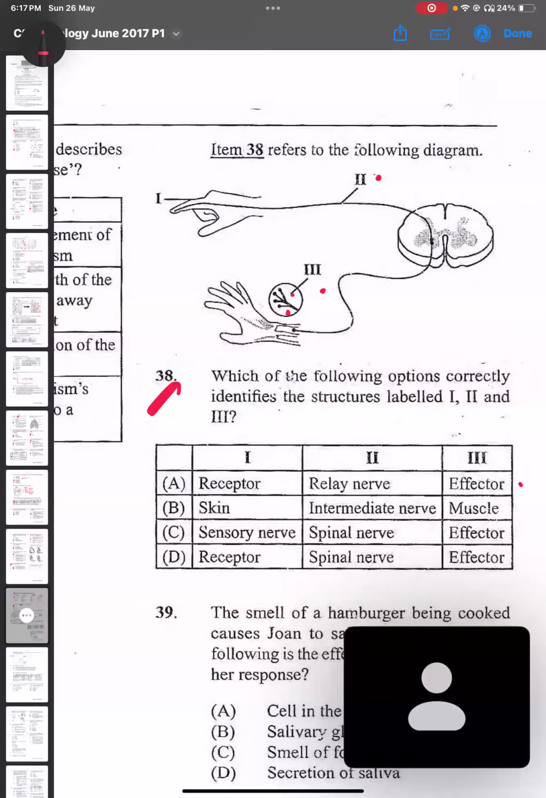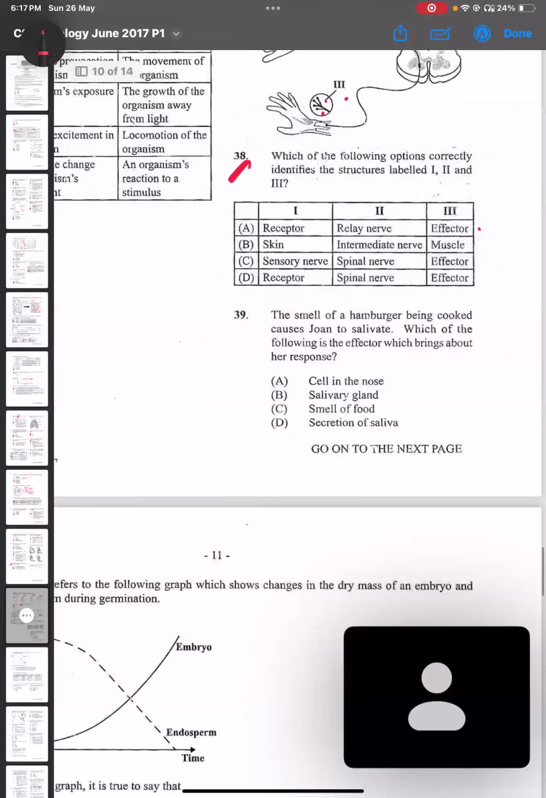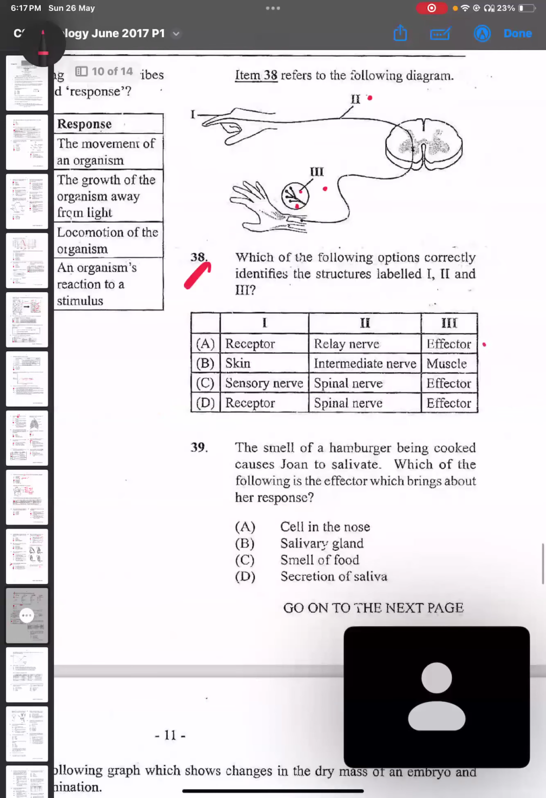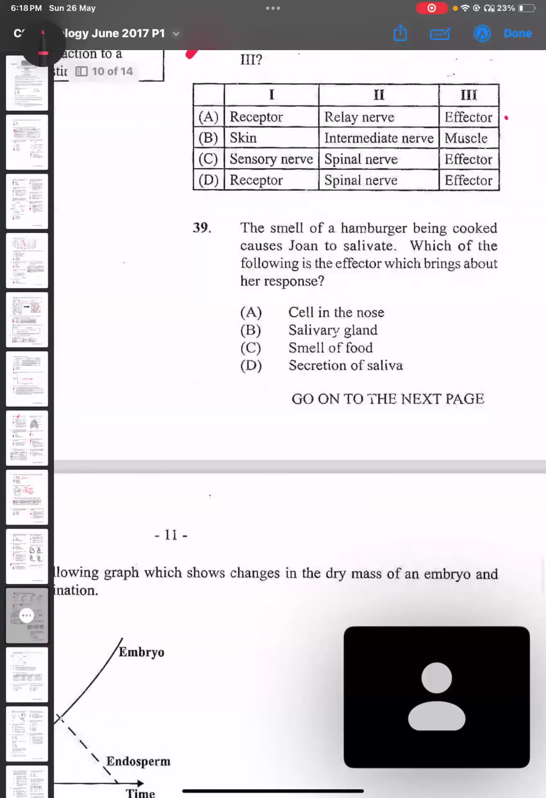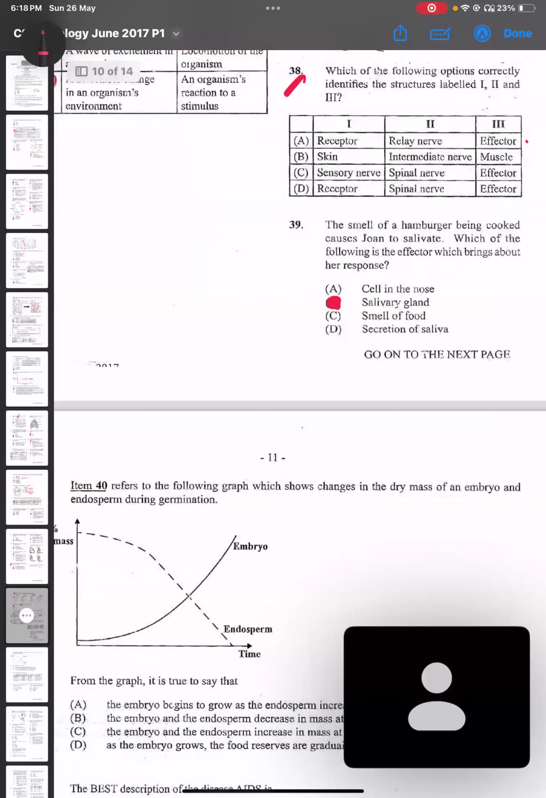39. As I said, guys, if you cannot look at it on the first try and get the answer, they go to the different question. 39. The smell of hamburger being cooked causes Joan to salivate. Which of the following is the effector which brings about her response? Her saliva gland. That's why she begins salivating, because that is what is releasing the saliva.